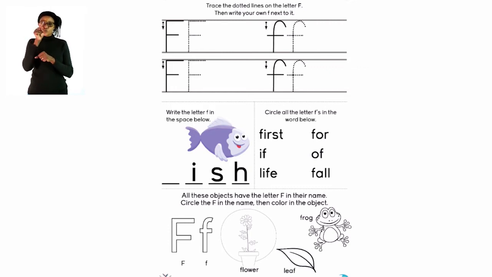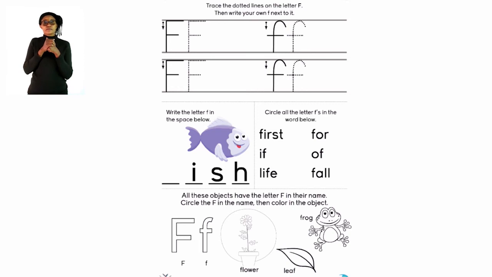Let's go to the next part. Circle all the letter F in the words below. Now let's look at those 6 words below. The first one is first. You have to circle only the letter F, not the whole word, only the F. The second word, if. The third word, life. Then we have for, of, and fall. Remember what teacher said? You have to circle all the letter F in the words below.